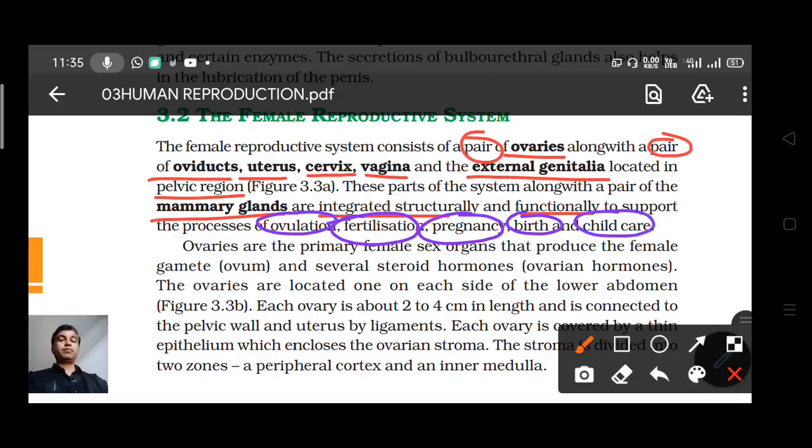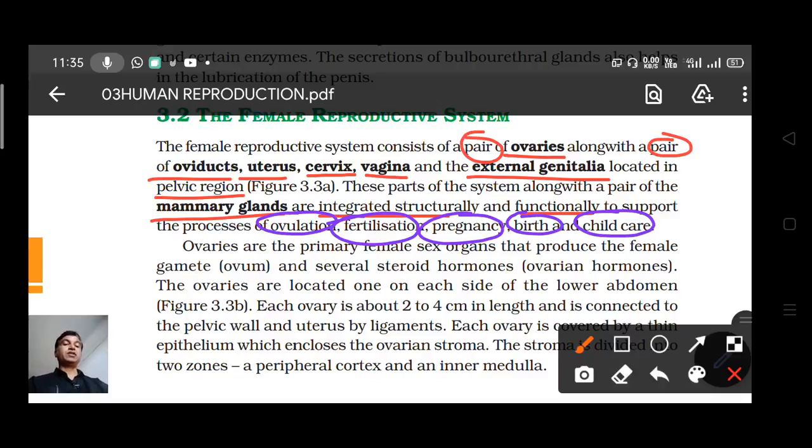When you compare the complete functional responsibility of the male and female reproductive systems, the male reproductive system is responsible for only the production of sperms, that is gametogenesis, and the second function is insemination. The remaining functions of sexual reproduction occur in the female reproductive system, where gametogenesis occurs, which is called oogenesis.